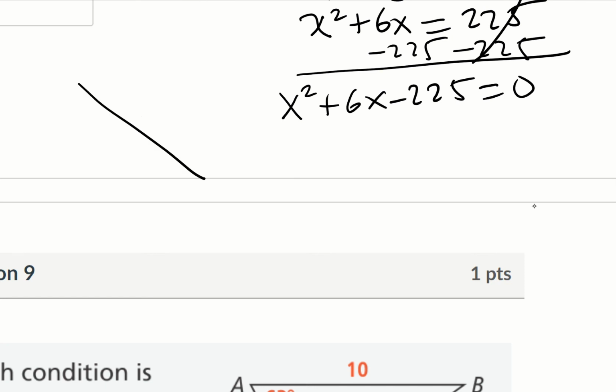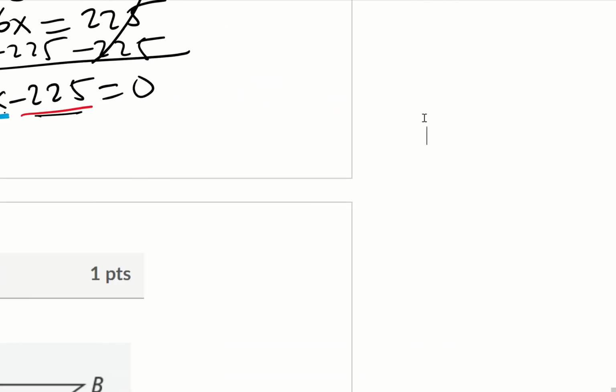Next, you want to set up what I call an X box or an X table. And you want to figure out the numbers that multiply to negative 225, but that add up to 16. So the top number is always the constant. The bottom number here is always the coefficient of the x, not the x squared, but the x. So 2 numbers that multiply to 225, and you can do this in various ways. For example, you can use a calculator and divide numbers.